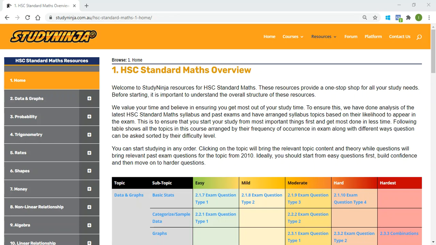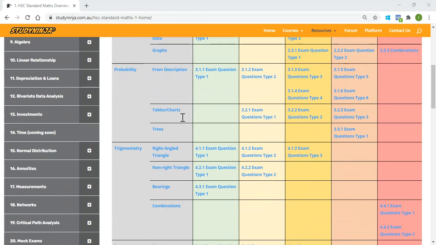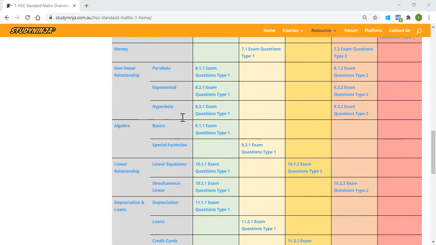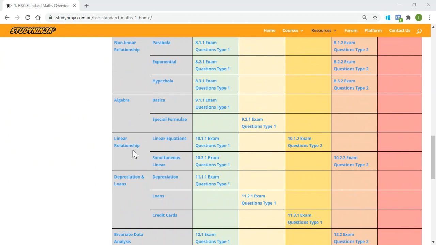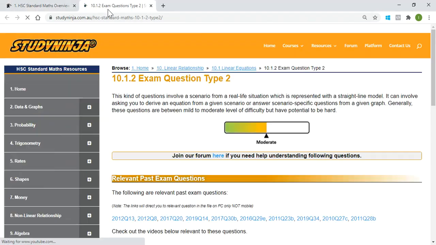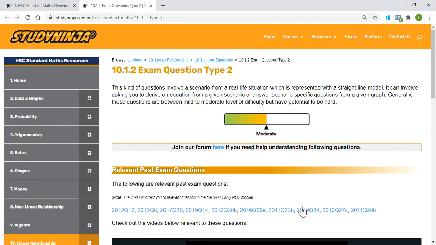Hello everyone and welcome to question 34 from the 2019 HSC Standard Maths exam. This question came from the topic of linear relationships. So let's go to linear relationship over here, and this was question type 2 from linear equations. Let's open this. So 2019 question 34.